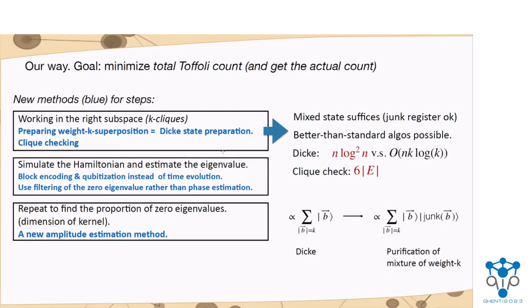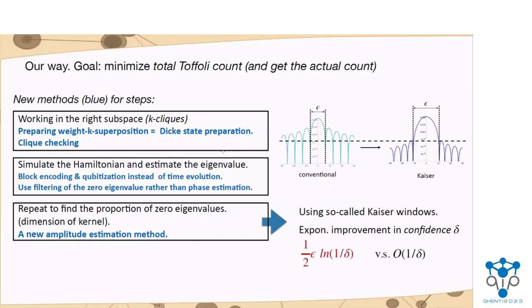The next subroutine, which becomes very important, is, as I mentioned, that in the vanilla algorithm you'll be counting the number of occurrences of zeros in your spectrum. We want to minimize the total Toffoli count, so we want to quadratically improve that as well. So we're going to be doing quantum amplitude estimation.